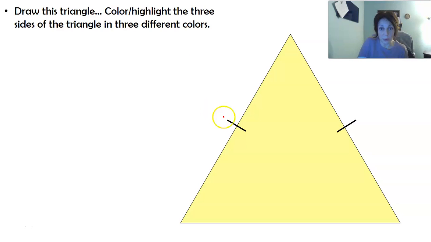So isosceles triangles are the ones where there are two sides that are exactly the same. So in this triangle here we see the tick marks. That tells us that these two sides are equal.